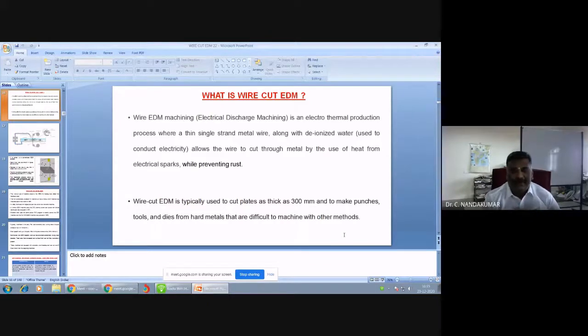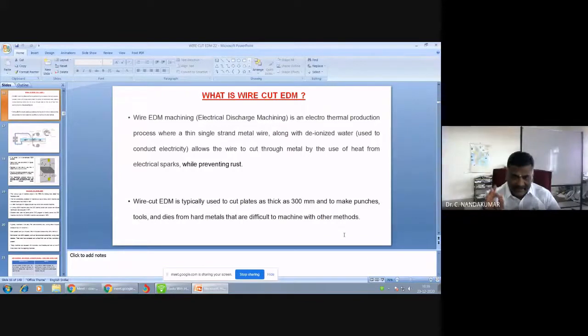This is a machining process for conductive materials only. We cannot use it for non-conductive materials. Already I told you the various non-traditional machining processes are classified by fundamental energy and mechanism. In this case, wire EDM is used only for conductive materials. Please note it down: you cannot machine non-conductive materials. It is an electrothermal production process using a thin single-strand metal wire, along with deionized water used for conducting electricity.